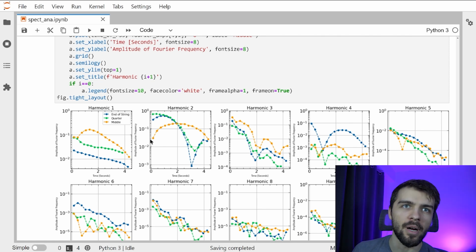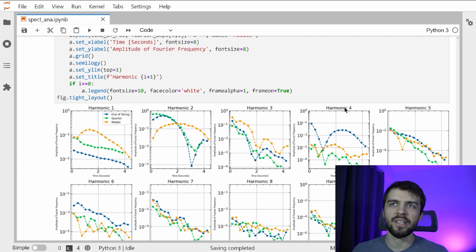And then there's my second harmonic, and you can see that they all have this similar pattern where it bounces like this. The middle of the string, right, it really starts here, and then it grows, and then it gets louder than the other two notes as a function of time after plucking later on. Whereas these two, the quarter and the end of the string, they start loud and then they decay very fast. So that's an interesting thing to note.